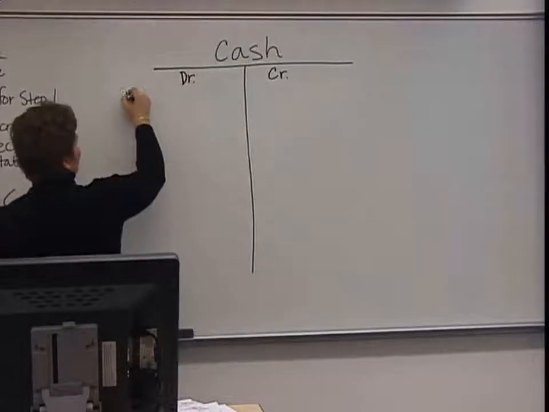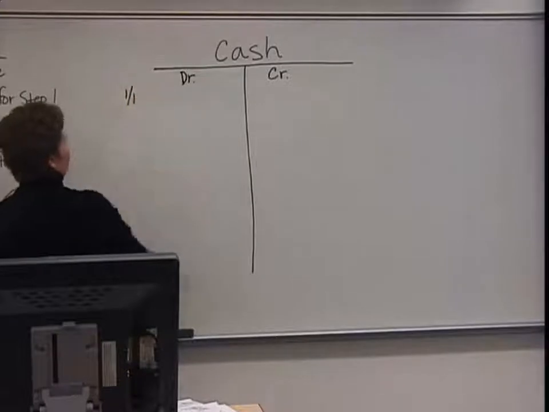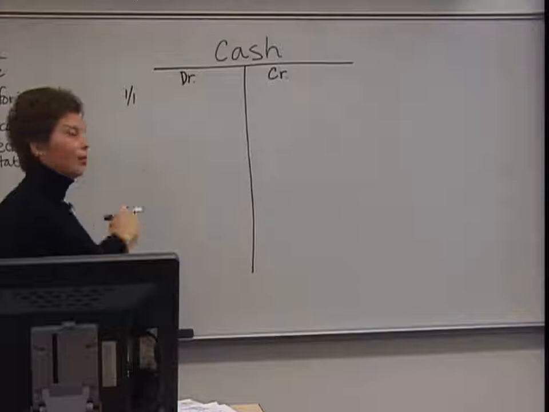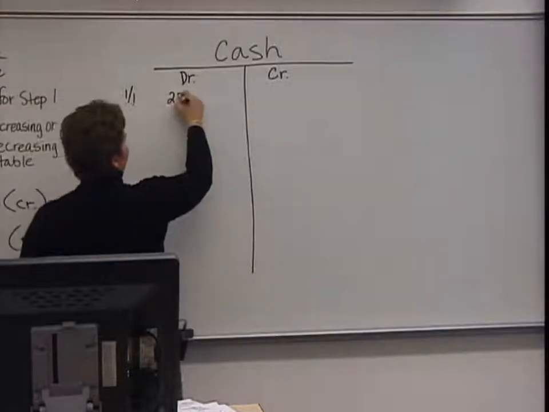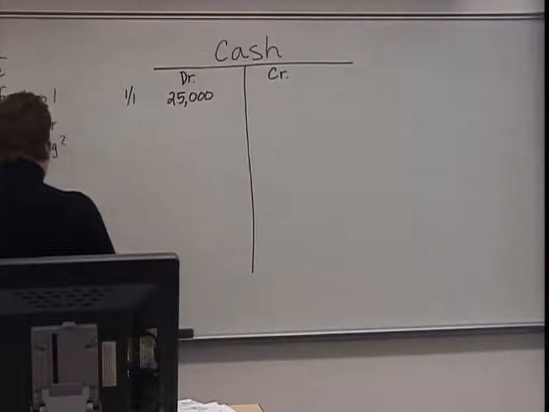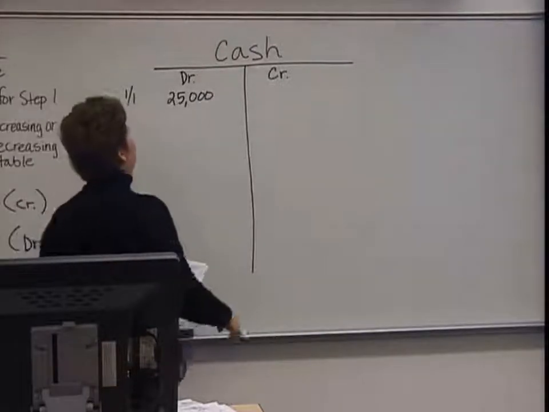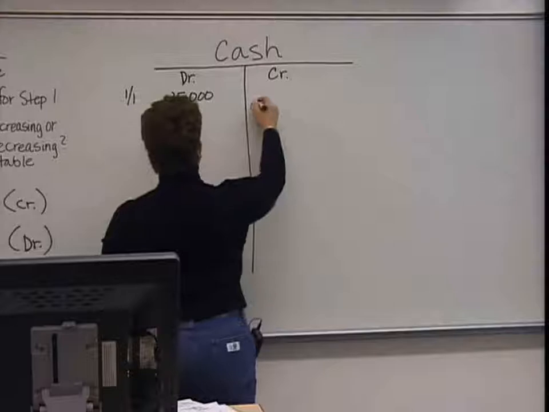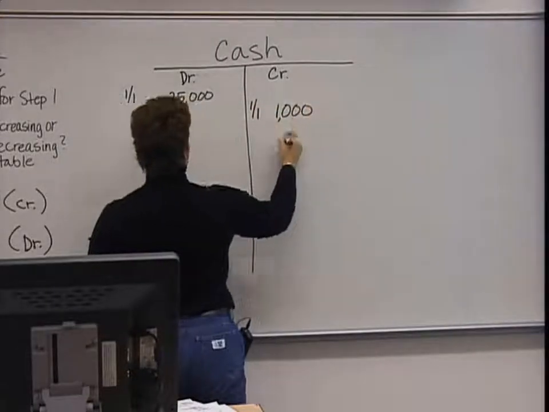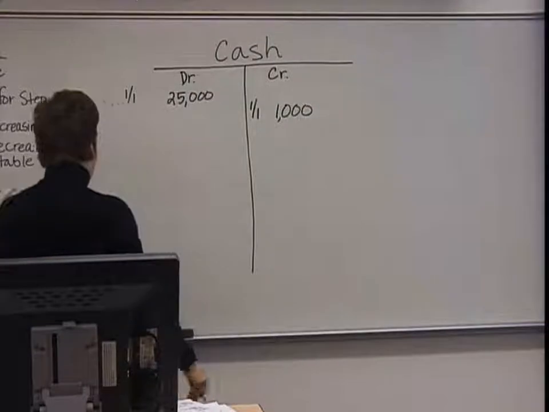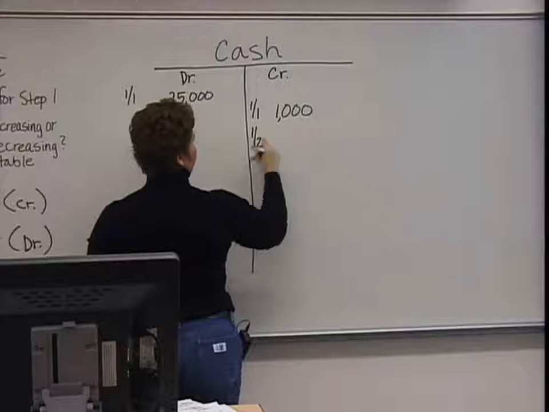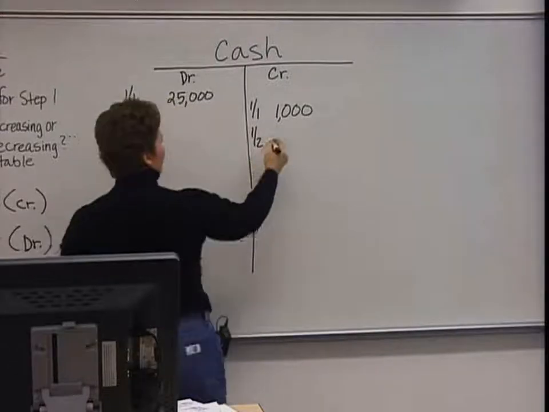I'm going to use the date over here, and I'm just going to put January 1st because that's when we put $25,000 worth of cash into our business to start it up. So we did that with the debit. Then, on the 1st, we took $1,000 out because we paid for rent. So we credited for $1,000. Then we purchased supplies on the 2nd for $3,000. Again, if you look back at your transactions, you will find these.